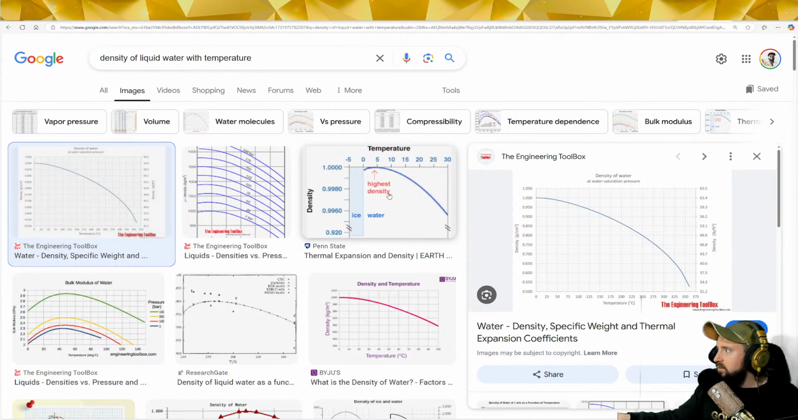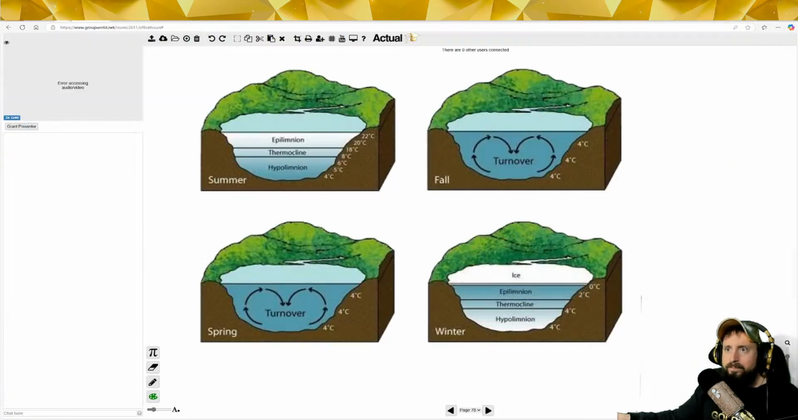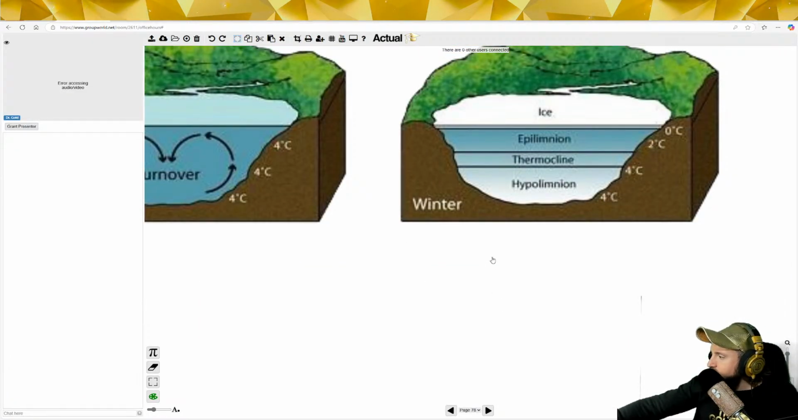Yeah, it becomes more dense as it gets colder. Yeah, so then it sinks. It's really cool, actually. Yeah, let's get this image. I like this. This is a very cool image.